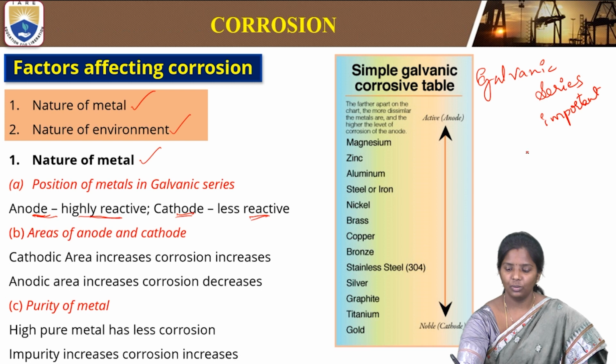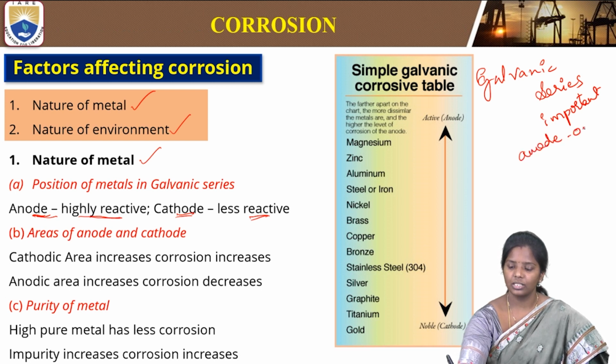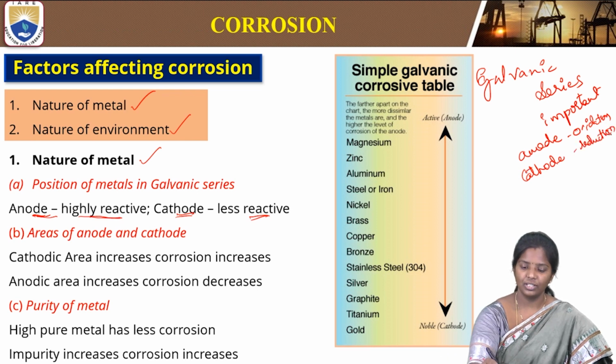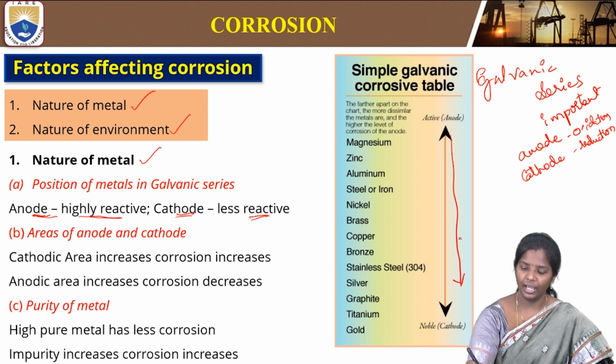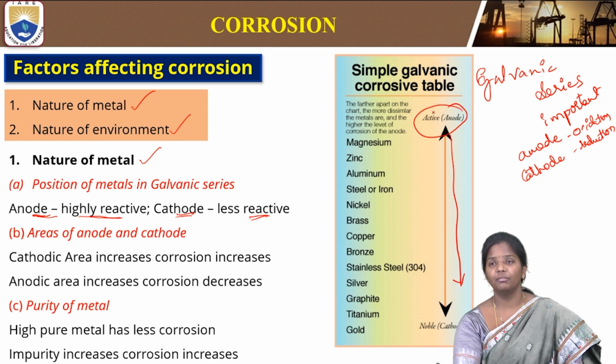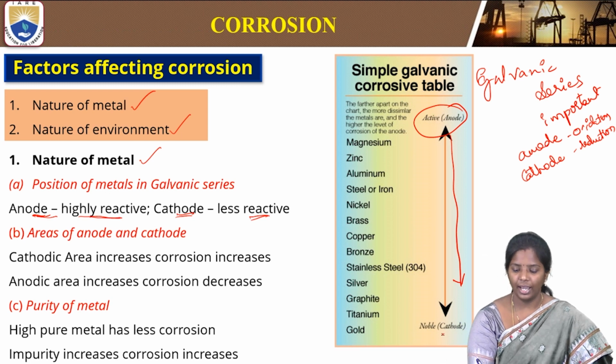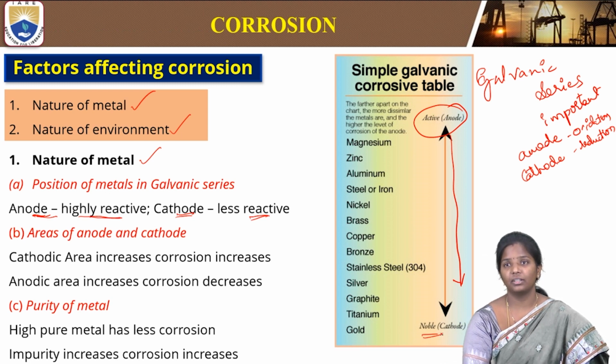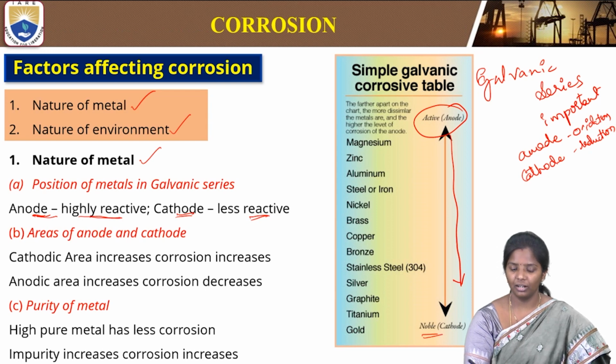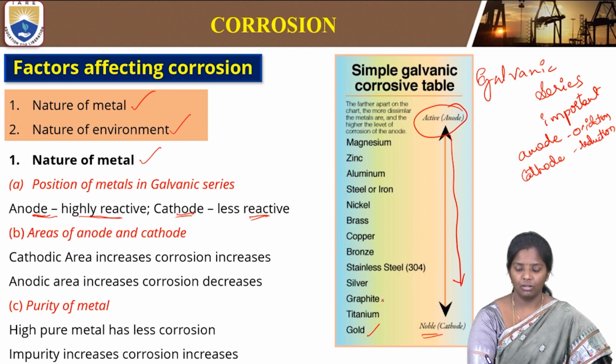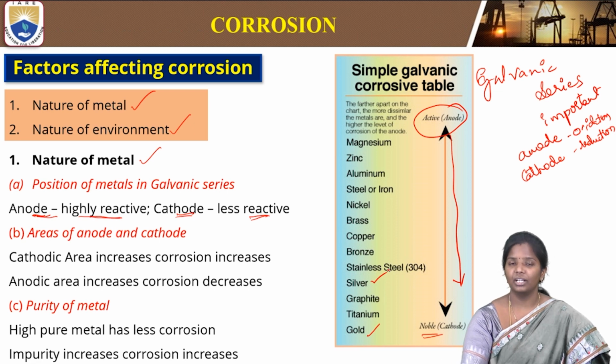So what happens at anode? Oxidation, and at cathode, reduction. As we see from this series, the active metals are anodes, and less reactive metals are cathodes. That is why when we wear gold or platinum or silver, they are less reactive. That is why we are able to wear them even in different environments.